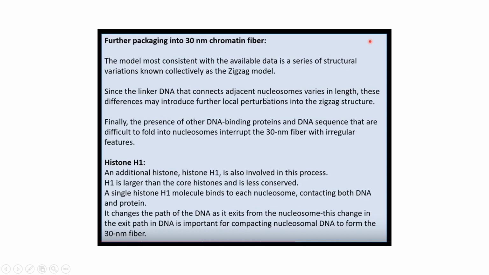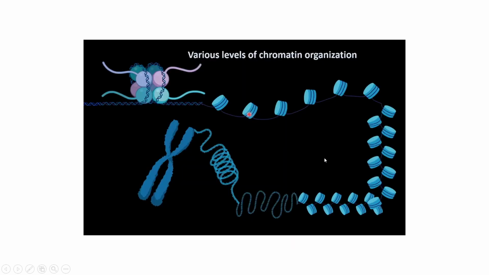And the linker DNA that connects the nucleosomes varies in length. The different lengths further perturb the zigzag structure. So you may ask why the zigzag structure is formed. It is because the linker DNA, which is present around the nucleosome and connects the two nucleosomes, varies in length. Some might have 80 base pairs, some might have 40, some might have 20. So there is not a uniform linker DNA present.